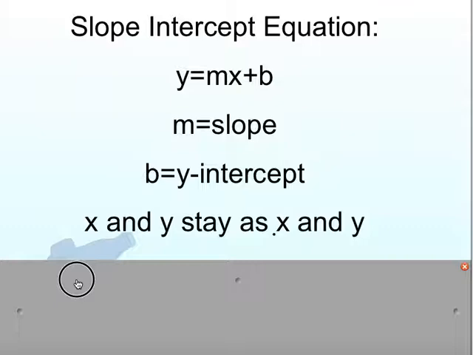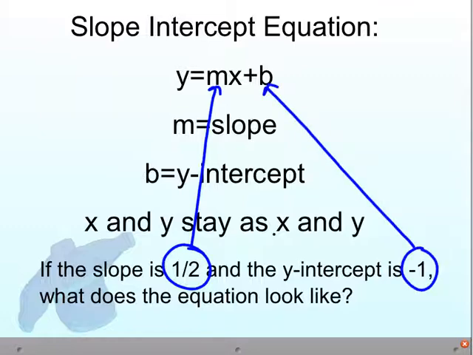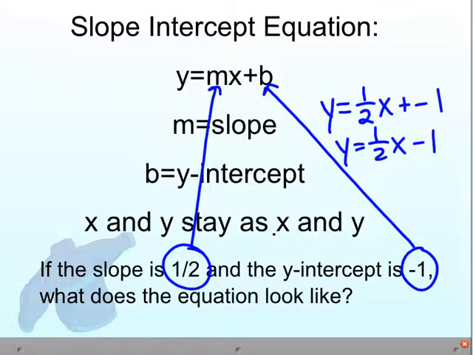But I do need to know the slope and y-intercept. So with an example, if the slope is 1/2 and the y-intercept is -1, what does the equation look like? So that 1/2, that's my m. So that's going to replace that m right there. And -1 is my y-intercept, so it's going to replace the b. So when I write my equation, I'm going to write it as y equals 1/2 x, because x and y stay as x and y, and then plus a -1. Or I can write it more simply as 1/2 x minus 1. All right, this is my slope-intercept equation.